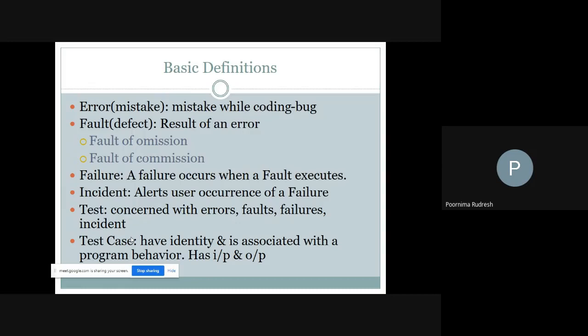And the test has two different goals. One is to find the failures, and the other is to demonstrate the correct execution of the program. These are the two distinct goals of the test. If the program is correctly executed, you are going to get the output. If the program is incorrectly executed, you are also going to get an output.